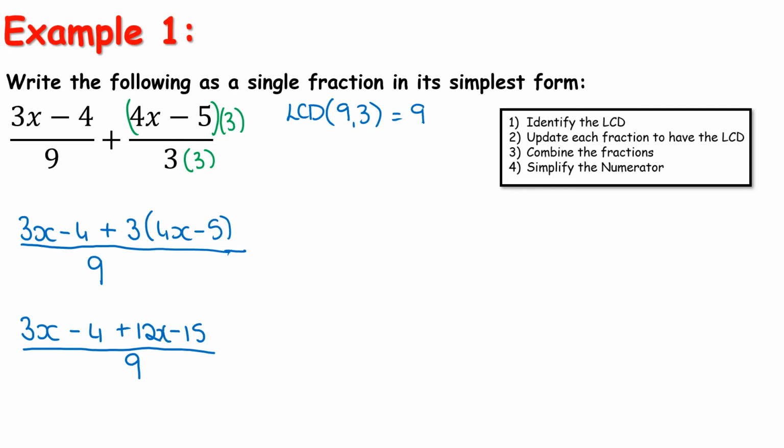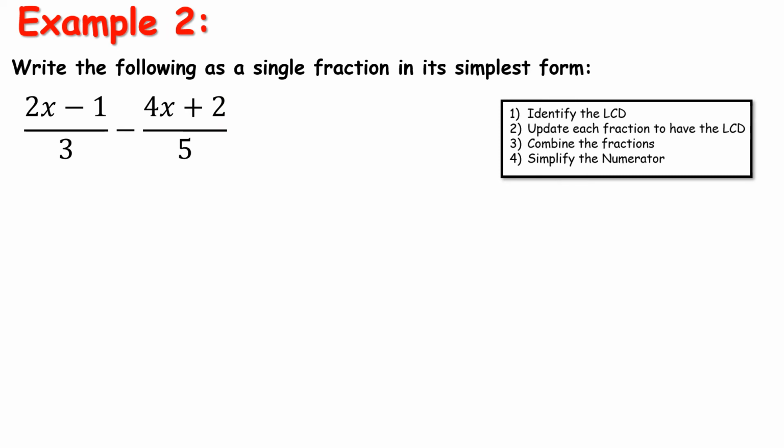Oh, I dropped my x. And when I tidy that up, I get 15x minus 19 all over 9. And that's my final answer. So now the only difference is we have 2 terms in each of the numerators rather than just that single term we dealt with yesterday.